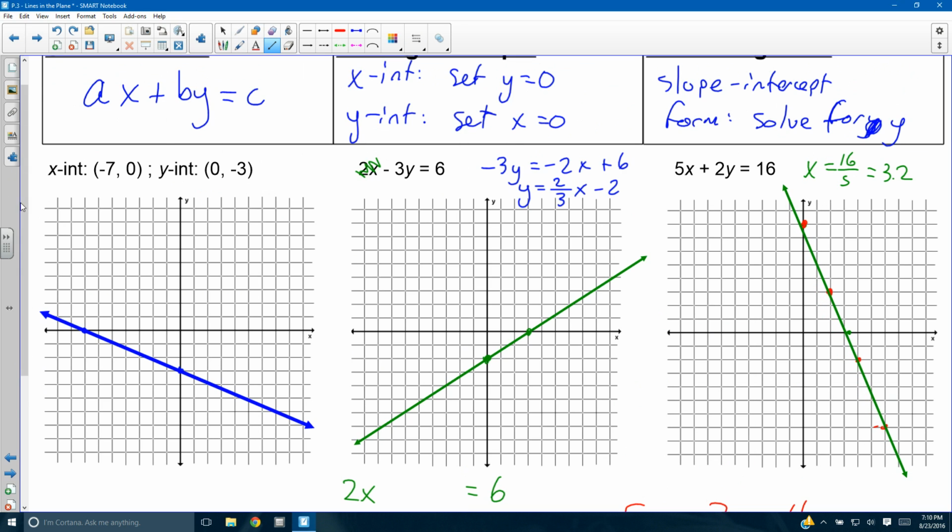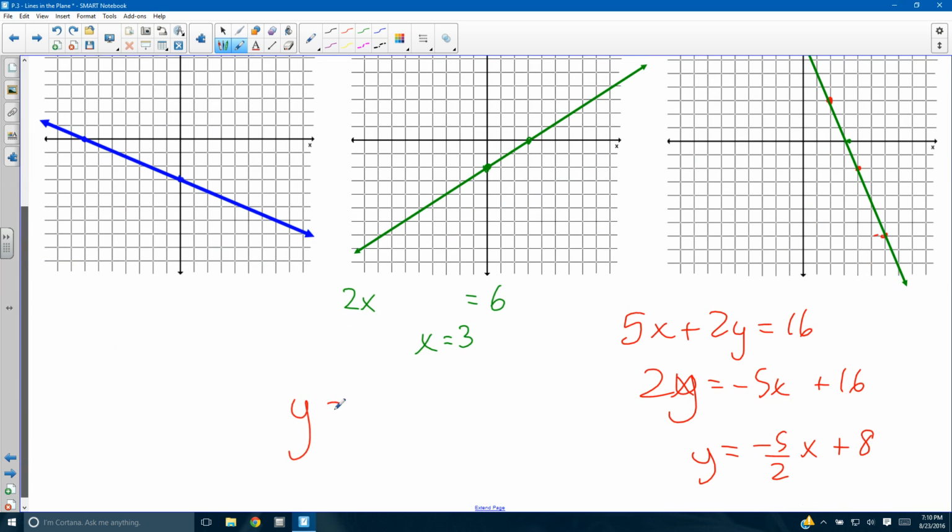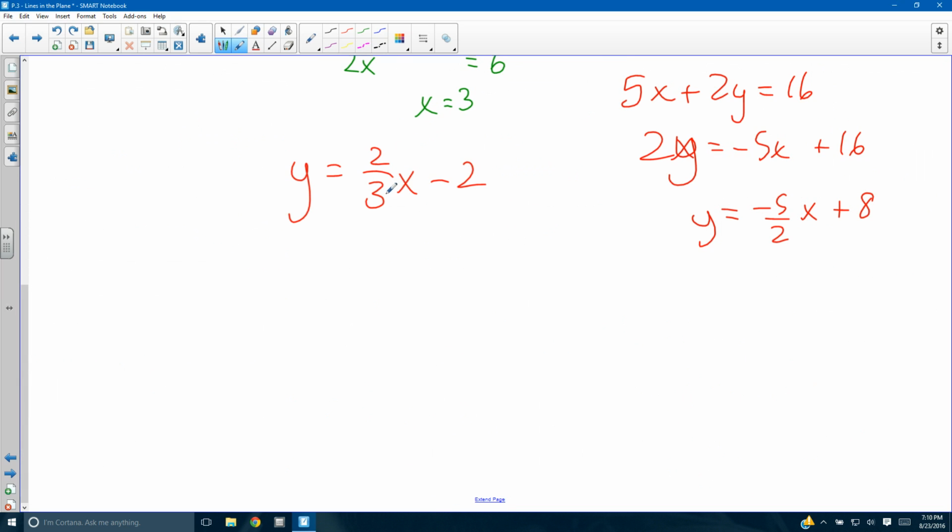Okay. Another thing about converting forms that I wanted to mention is that you can convert something from slope-intercept form to standard form. You just have to follow the rules of standard form. So let's say I looked at this equation again. Y equals 2/3 x minus 2. And we already know what it goes back to. The rules of standard form, sort of, is that your x's and y's are on one side of the equation. You have a constant on the other side. Everything is an integer, and your x value is positive.